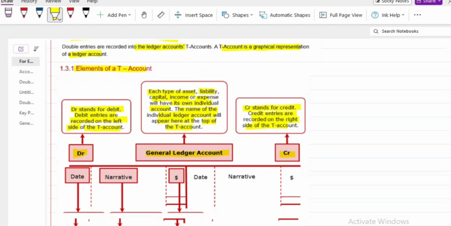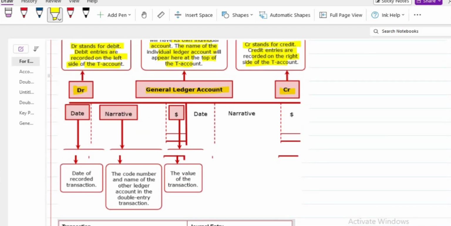Now here you can see this is actually a T account, a T shape. You see, like this. This is one component, this is another component, and this is another component, and this is the T shape, and that is why we call it a T shape. Now here we have the date of the recorded transaction. Here you write the narrative, the code number, the name of other ledger accounts and the double entries, and here you will have the value of the transaction. Clear?